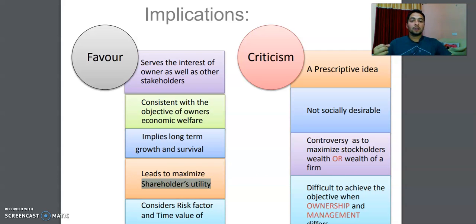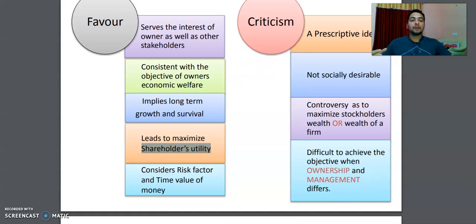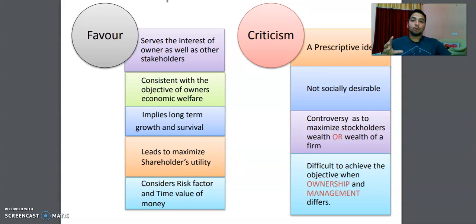And this wealth maximization approach considers the risk factor, which was ignored in profit maximization, and it also includes the time value of money. These are two very important concepts in finance, and this wealth maximization approach considers both these factors in finalizing the overall objective of financial management.